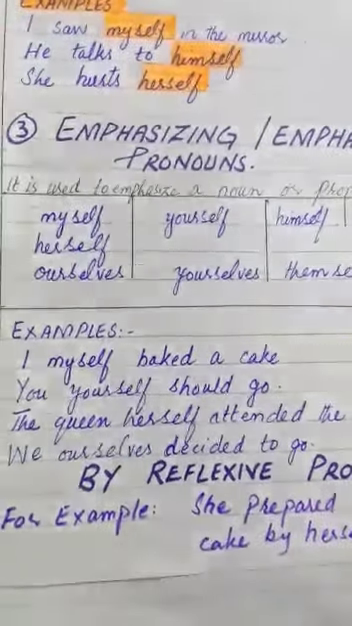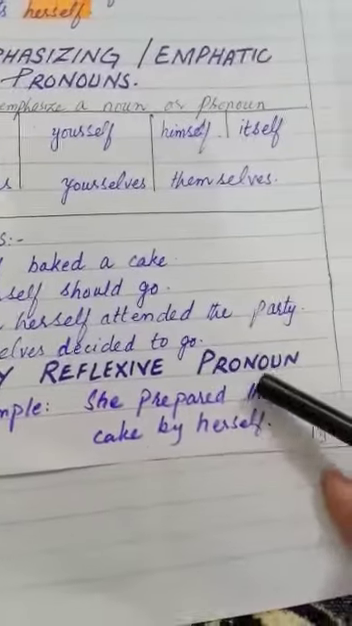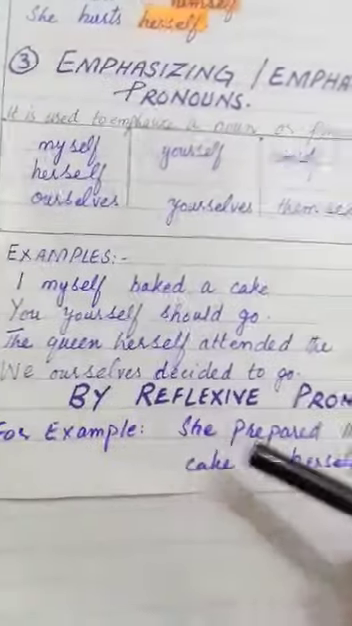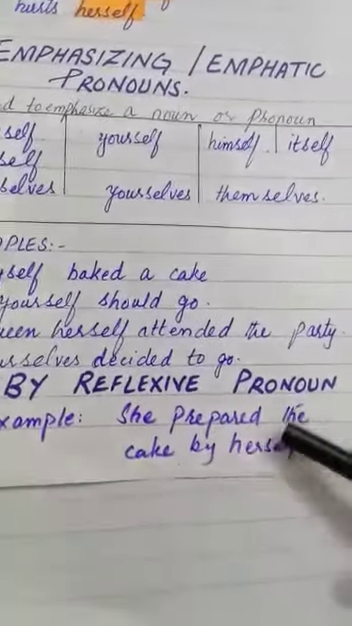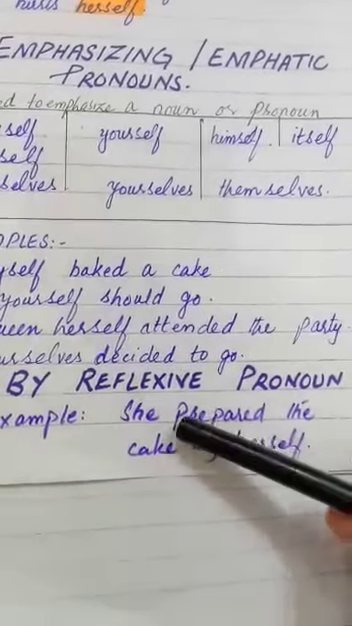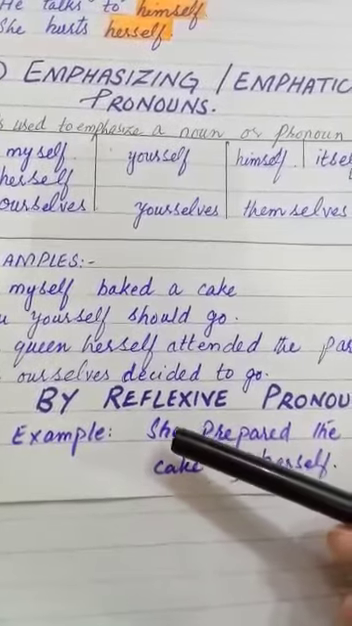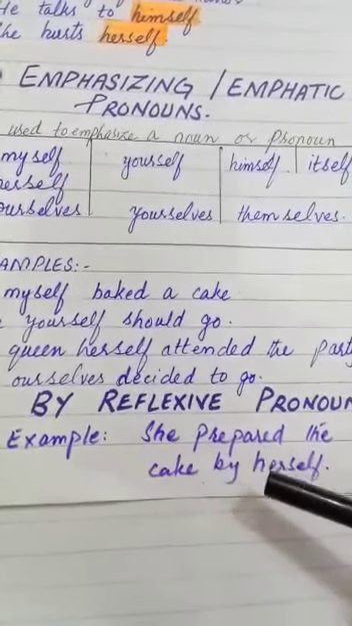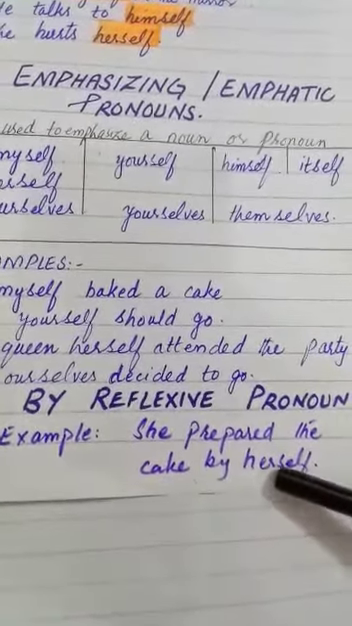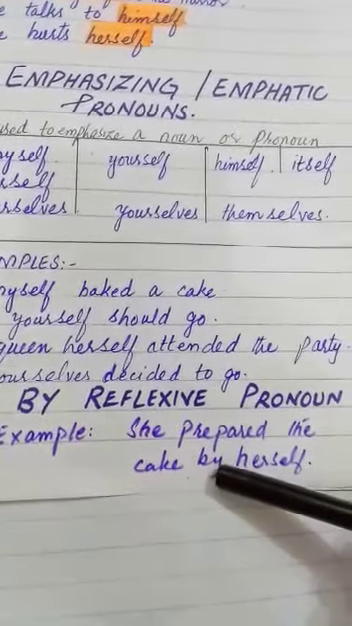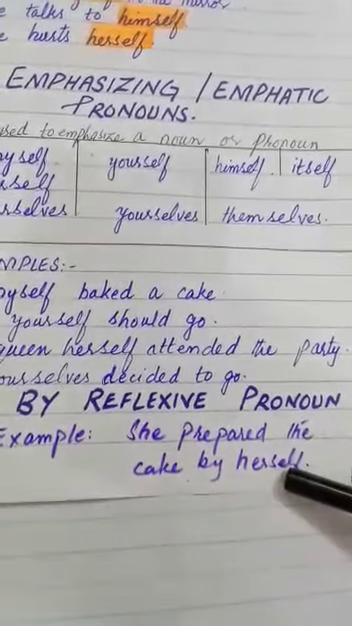Okay, now there is one thing more about reflexive pronoun. Sometimes you have sentences, for example, like this. She prepared the cake by herself. She prepared the cake by herself, and herself is here a by reflexive because it is coming after by. So this is called by reflexive pronoun.